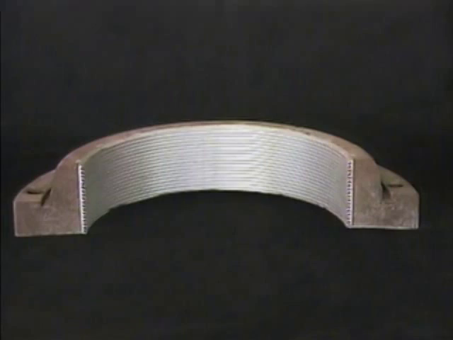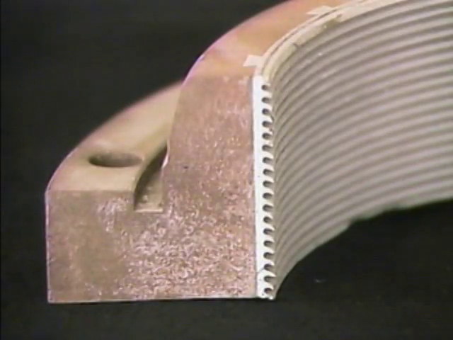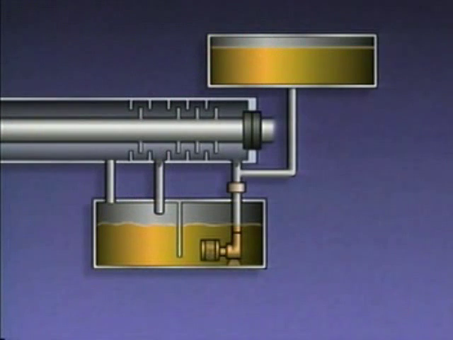A labyrinth seal consists of a series of ridges that create an intricate path that makes it difficult for leakage to get through the seal. This is a cutaway of part of a labyrinth seal. Both mechanical seals and labyrinth seals may be used with a seal oil system.